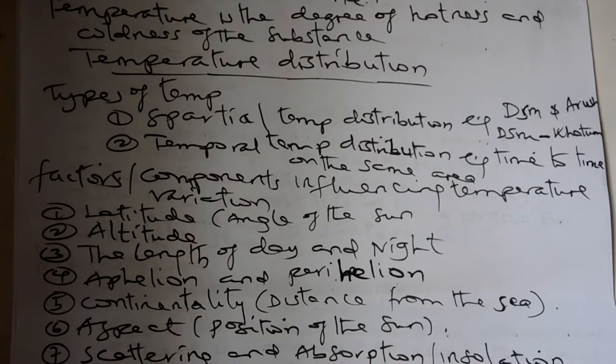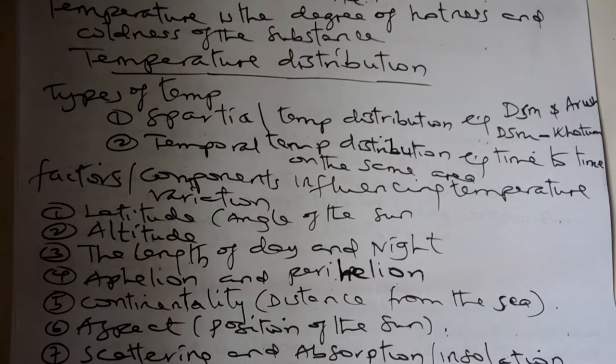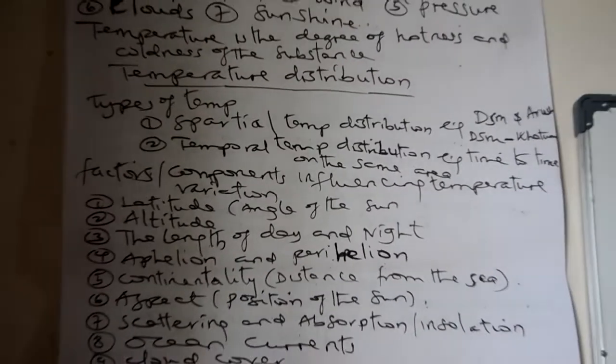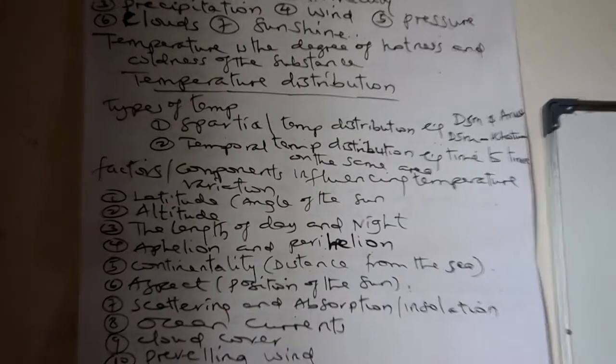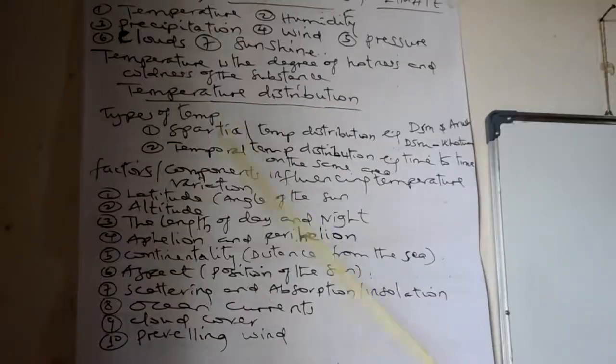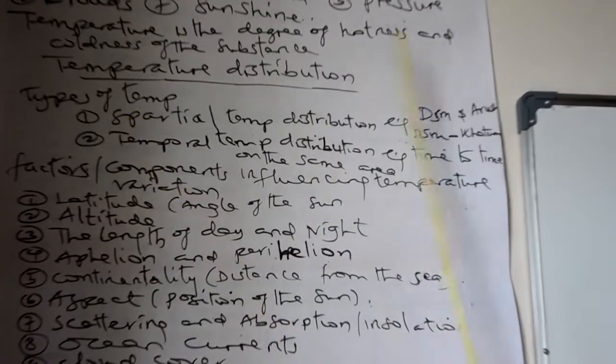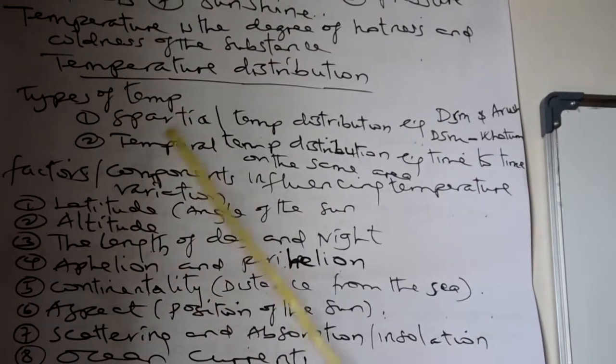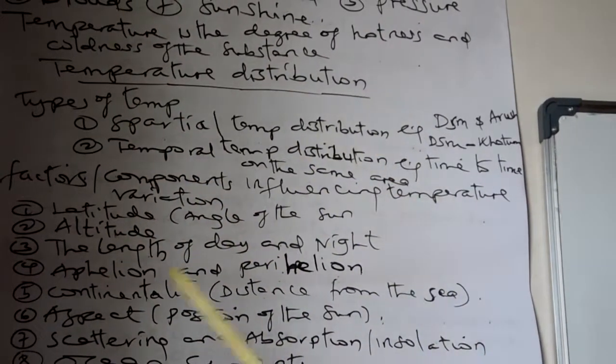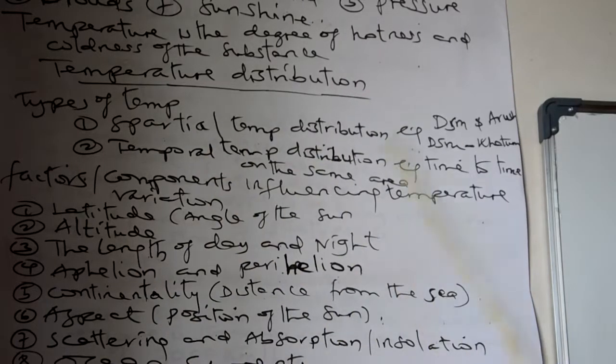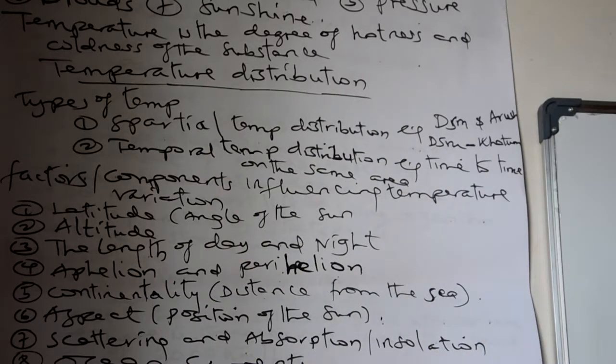For instance, the temperature of July is different from December, or the temperature of Mwanza is slightly different from the temperature of Singida. We have to describe types of temperature. Temperature is categorized into 2 parts. The first one is spatial temperature distribution, and the second is temporal temperature distribution.